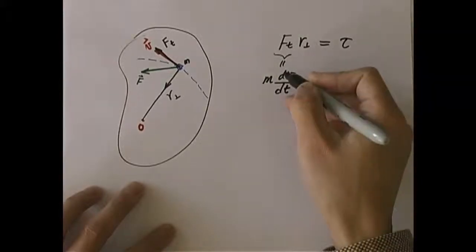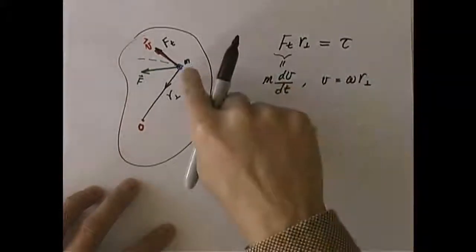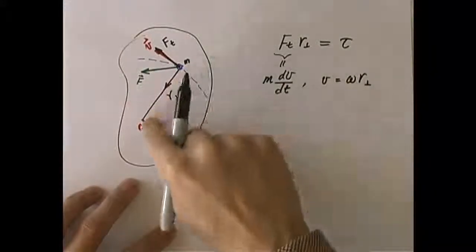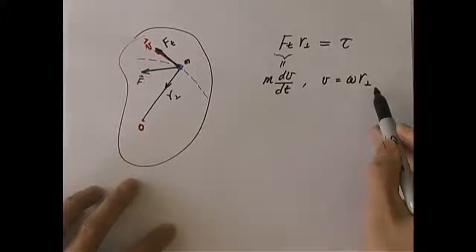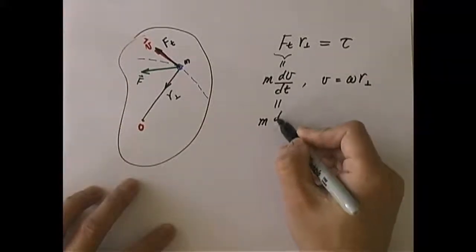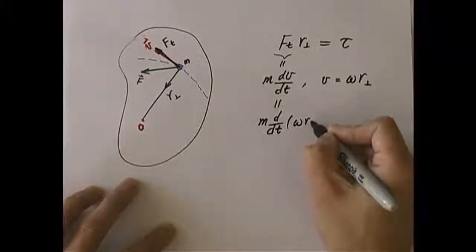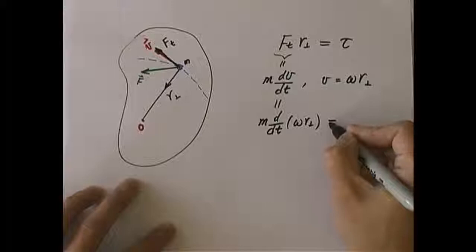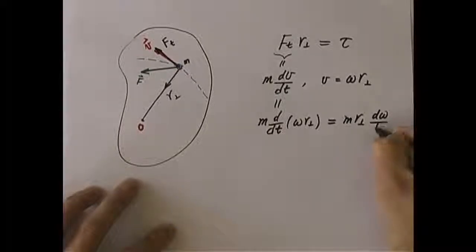All right, plug that in. It's a rigid body, and therefore r perp is not going to change. This object is always the same distance from the center of rotation. So let's plug that in. When you do d/dt, r perp is a constant, so this becomes m d/dt of omega r perp, and r perp is a constant. I'm going to take that out: m r perp d omega/dt.